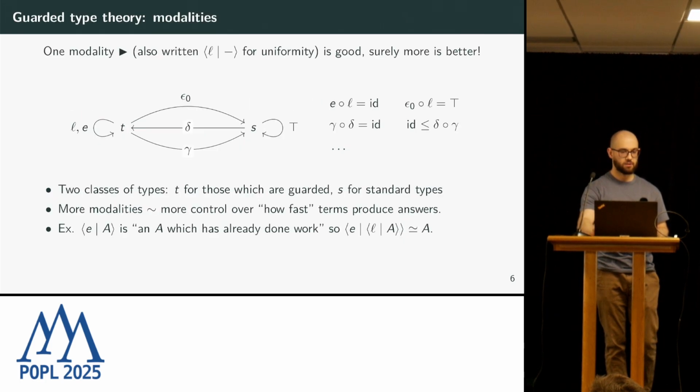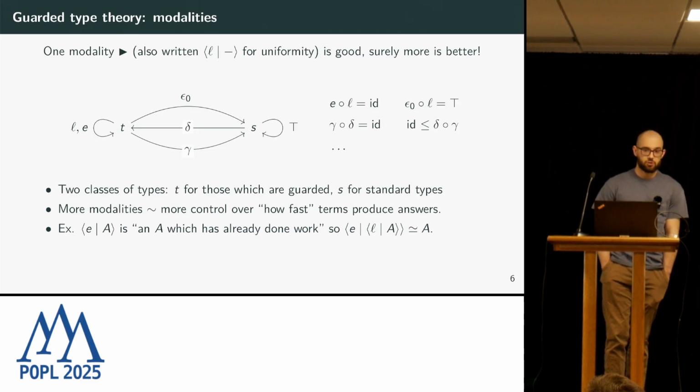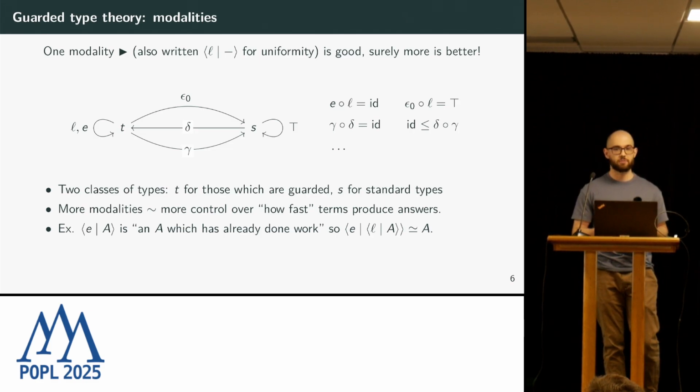Okay. So about all those modalities. Here's the pictorial representation of all of the modalities that are occurring in Gatsby. I've rendered them as a sort of directed graph here, but I want you to think of them as like a category. So these are the generating morphisms of some category.